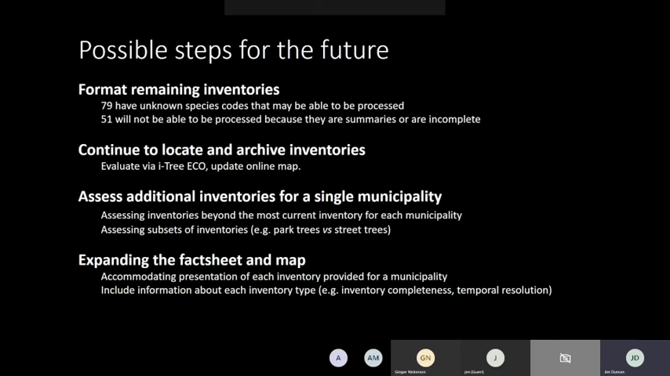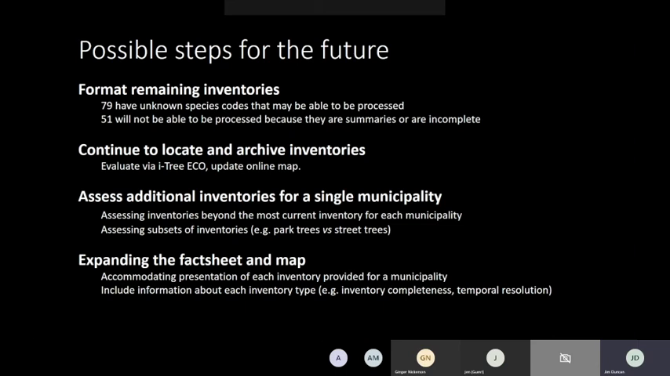We could assess additional inventories for a single municipality. So if we know that there's been a more recent inventory, we could go add that back in. So update, say, Bath, Maine, maybe not rely on 1993 data, but upgrade to whatever they have more current, more recently. And then assess a subset of inventories.